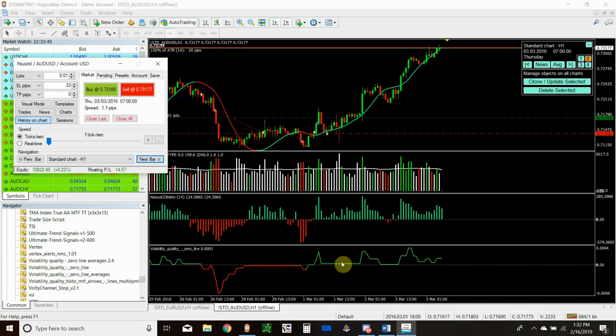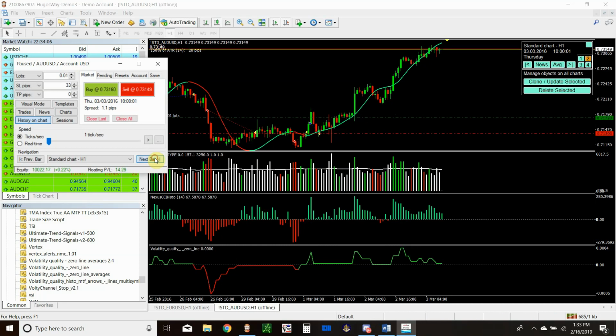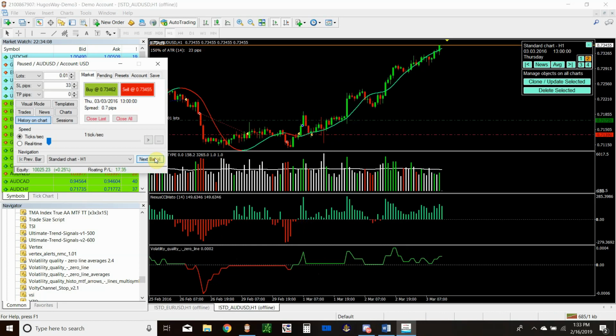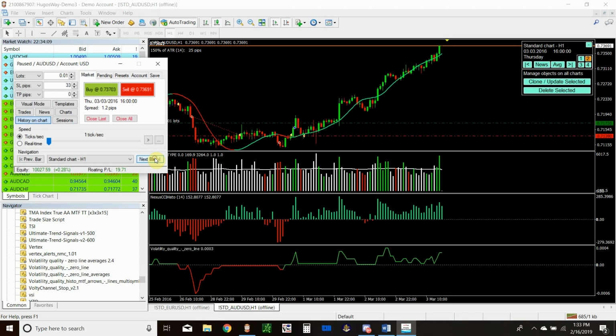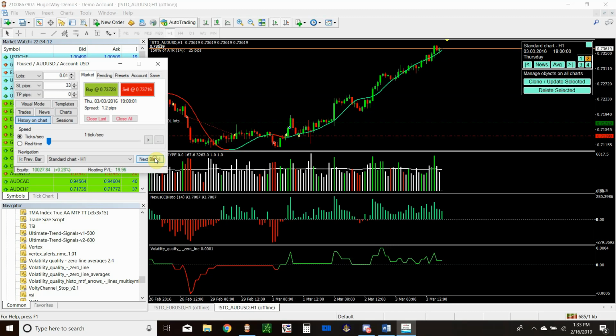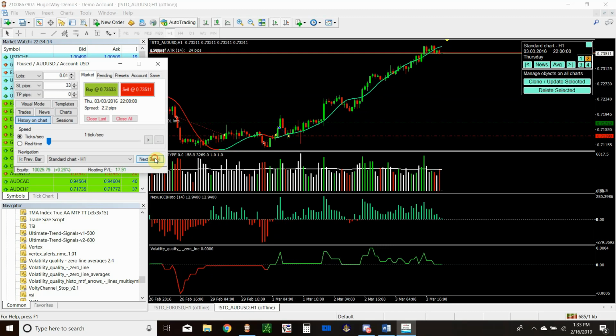So as you guys can see, this Volatility Quality Zero Line indicator, we'll just call it VQZ from now on, it's kind of kept us in this trend. As you can see, it stayed green even though we've had pullbacks here, along with the HMA. So that's kind of what I'm looking for, but maybe it'll keep us out of ranging markets a little bit.